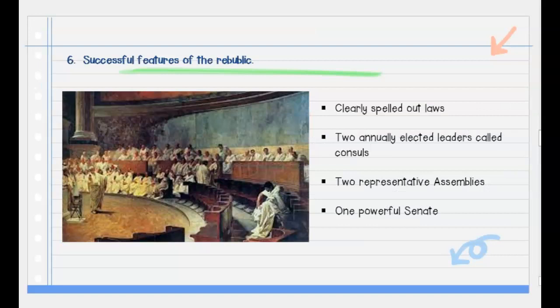Question number 6. Successful features of the republic. They were clearly spelled out laws, 2 annually elected leaders called consuls, 2 representative assemblies, and 1 powerful senate.